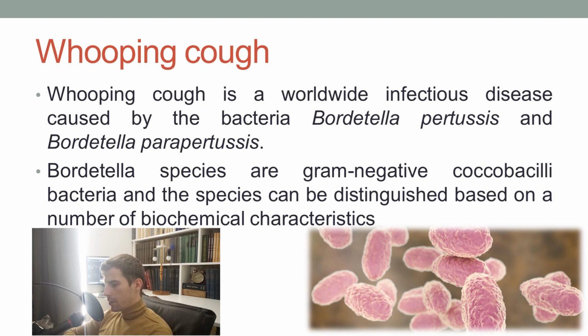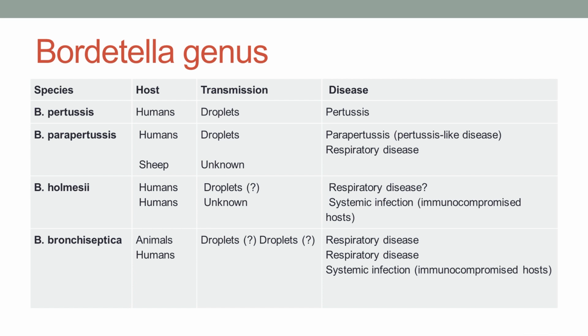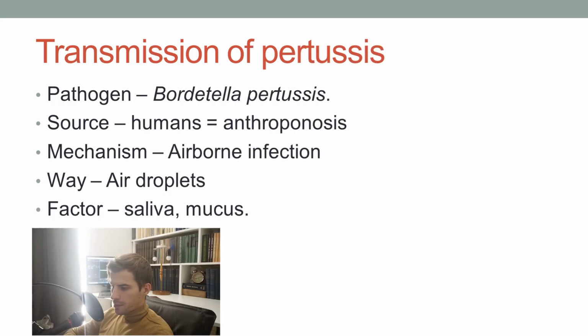So this bacterium is a gram-negative coccobacillus, and can be distinguished based on a number of biochemical characteristics. Here you can see different species of Bordetella, which can produce different infections. The most important of them are the first two, Bordetella pertussis and Bordetella parapertussis.